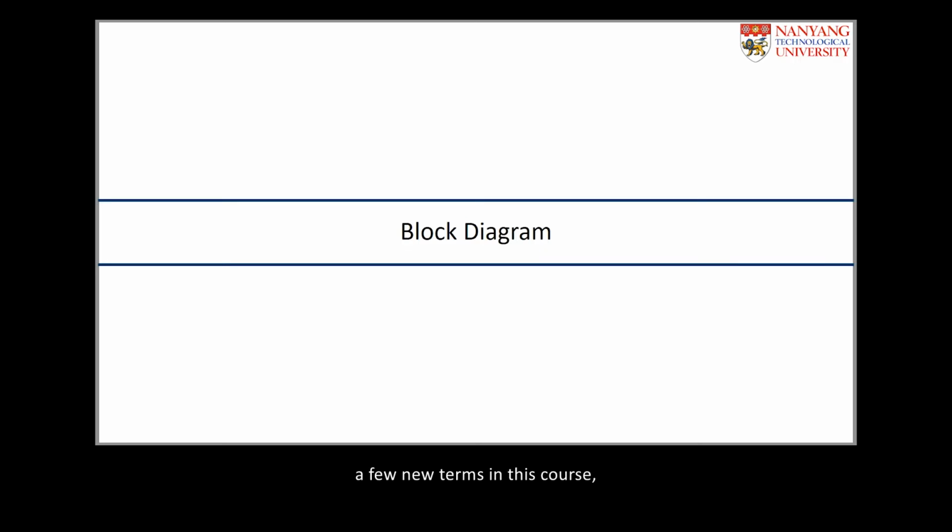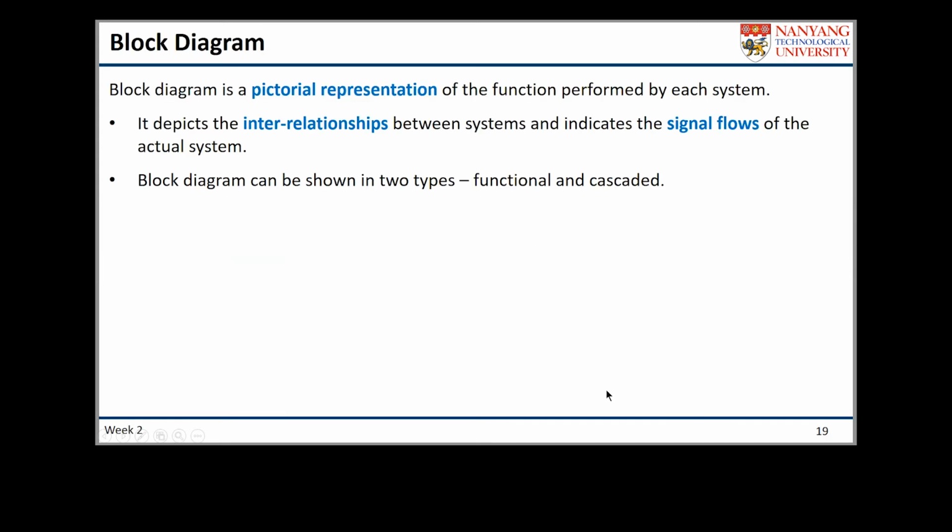We have already discussed a few new terms in this course, poles and zeros, in the previous few slides. Let's talk in a bit more detail about the last approach of modeling, which is the block diagram. As I have already mentioned when I introduced it, a block diagram is nothing more than a pictorial representation of a transfer function, right? It shows the relationship between systems and indicates the flow of the signal from the input to the output.